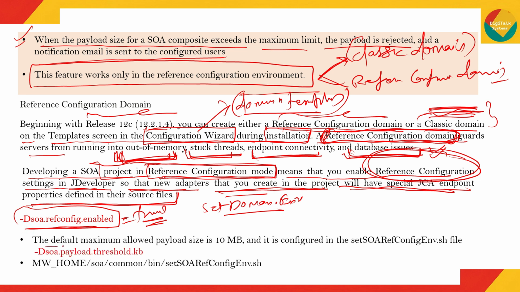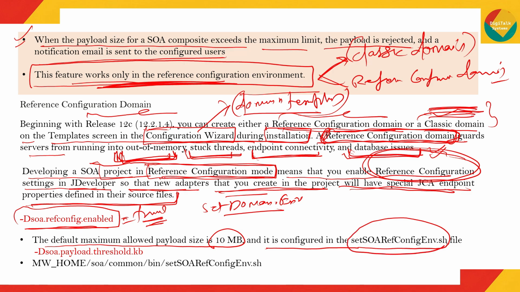And as I said, the maximum default payload size is 10 MB, which is specifically only for the reference configuration domain, not for the classic domain. And it is configured in setSOAReferenceConfigEnv.sh. This is the important configuration file of your SOA reference configuration domain. This is the environment file which contains the multiple different settings that are automatically enabled for you for the SOA reference domain. And what is the location of this file?